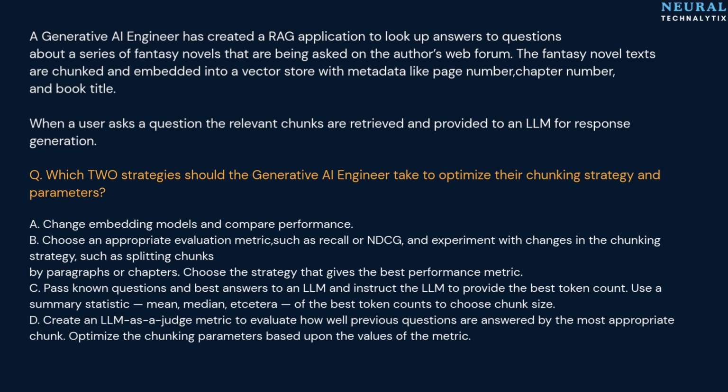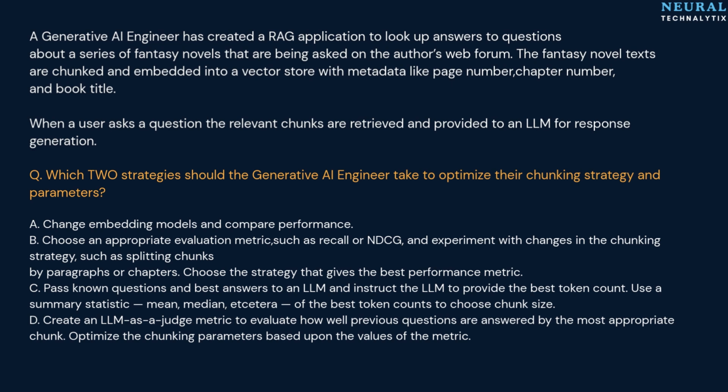Option C, pass known questions and best answers to an LLM and instruct the LLM to provide the best token count. Use a summary statistic, mean, median, etc. of the best token counts to choose chunk size. Option D, create an LLM as a judge metric to evaluate how well previous questions are answered by the most appropriate chunk. Optimize the chunking parameters based upon the values of the metric.